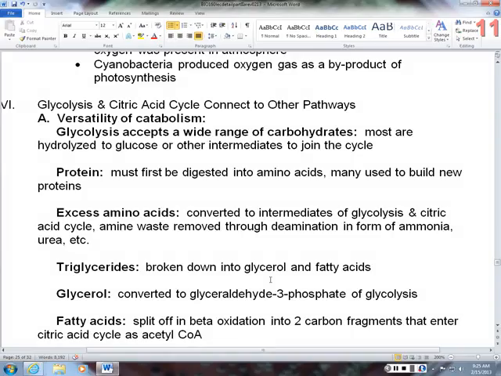So when you break down amino acids, you've got the amine waste on there that you have to deal with. The Krebs cycle, or citric acid cycle, is going to be looking at breaking down carbons. It has no means of dealing with nitrogen waste. And so that nitrogen waste has to go through deamination, which just means we pull the amine group off. And it gets converted into urea that is going to eventually be excreted as urine from the body.